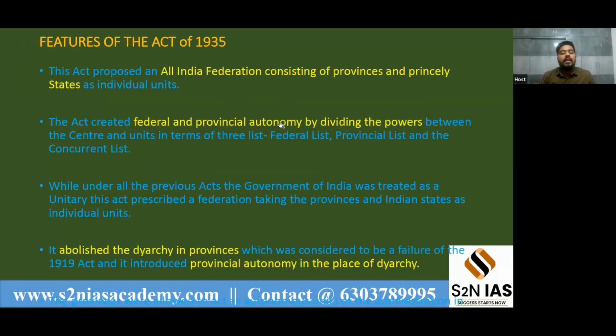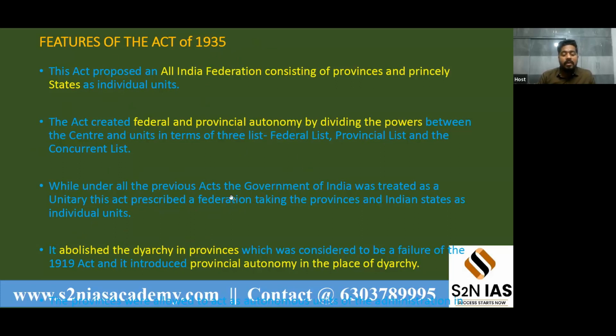Features of the Act: this Act proposed an All India Federation consisting of provinces and princely states as individual units, but this was not realized. The Act created federal and provincial autonomy by dividing the powers between the center and the units in terms of three lists: the federal list, provincial list, and concurrent list. Till 1919, only the federal list and provincial list were there, but by 1935, the concurrent list also came into the picture. The same three lists are still in place.